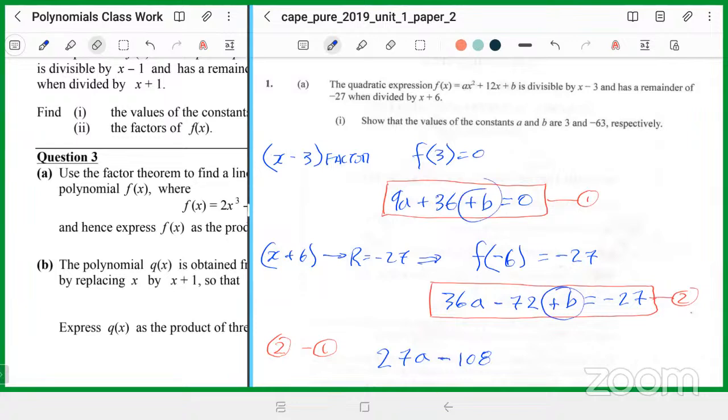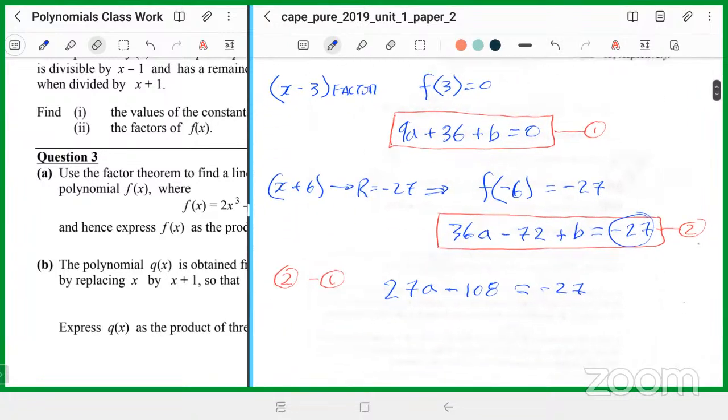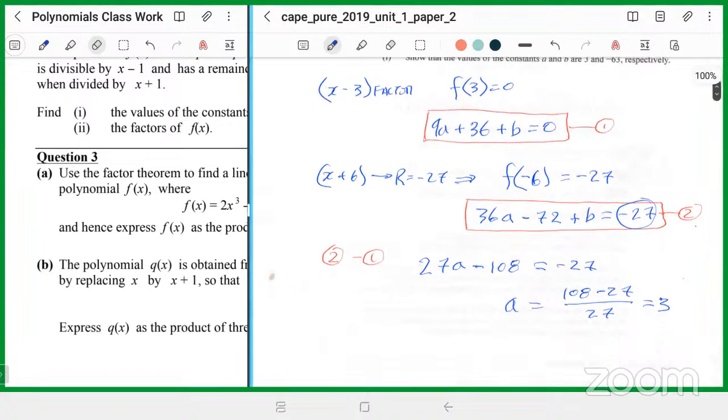Then b minus b is eliminated. Negative 27 minus 0 leaves me negative 27. When I'm solving for a, I can carry this 108 over there and then divide by the 27. So a is equal to 108 minus 27 divided by 27. And they said that is supposed to be equal to 3. Is that correct? Yes, sir. That's it? It works?